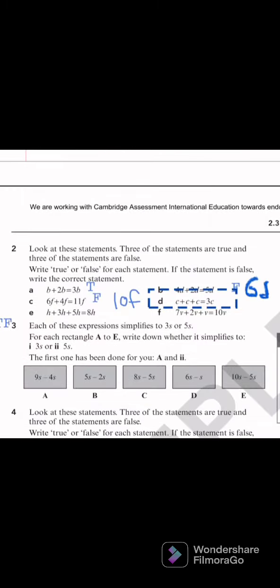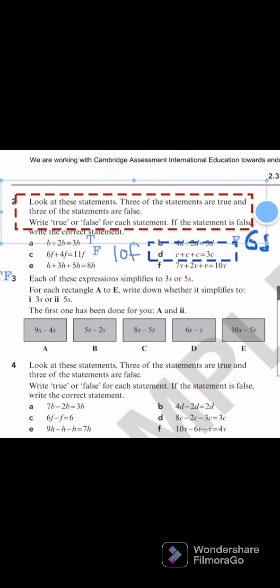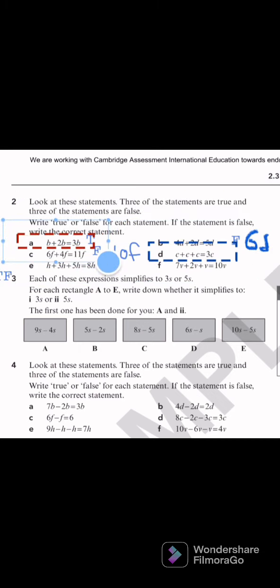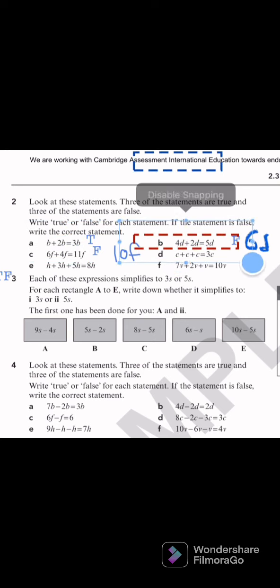Okay, number 2. Look at the statements. 3 of the statements are true, 3 of them are false. Write true or false for each statement. If the statement is false, correct it. Okay, number A. b plus 2b equals 3b. It's true. And number B, 4d plus 2d is 5d.